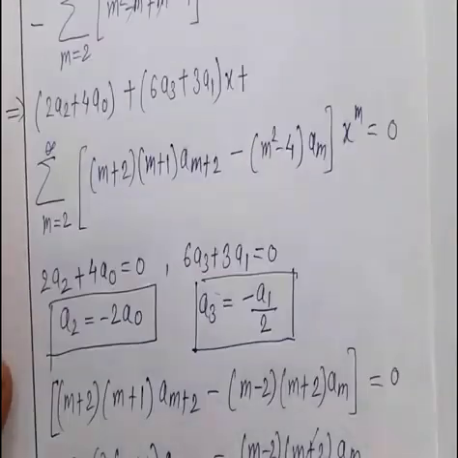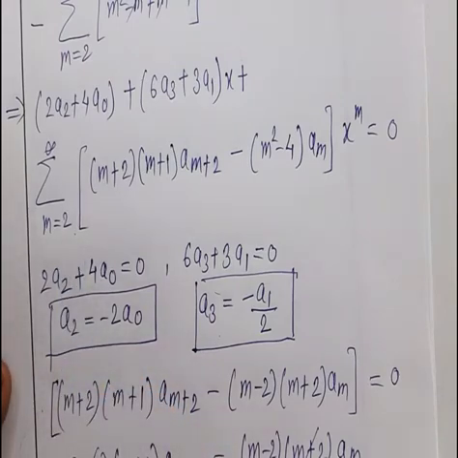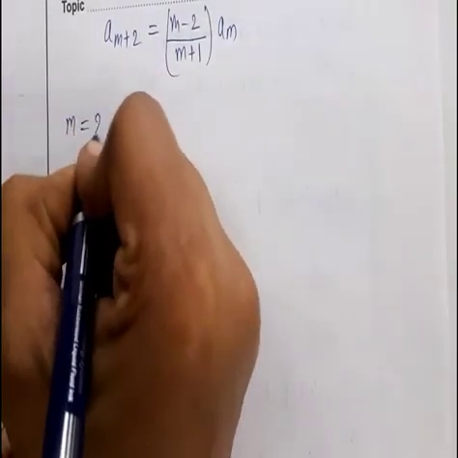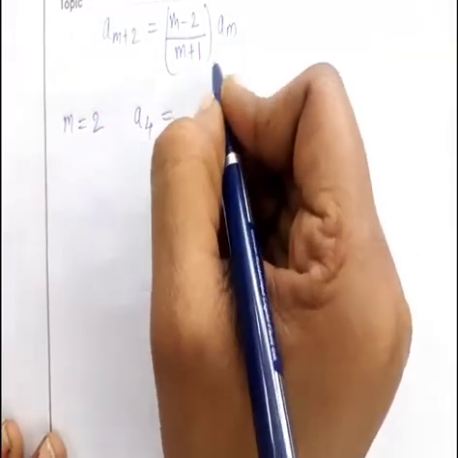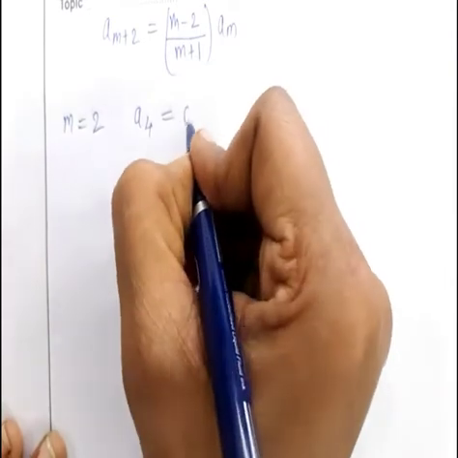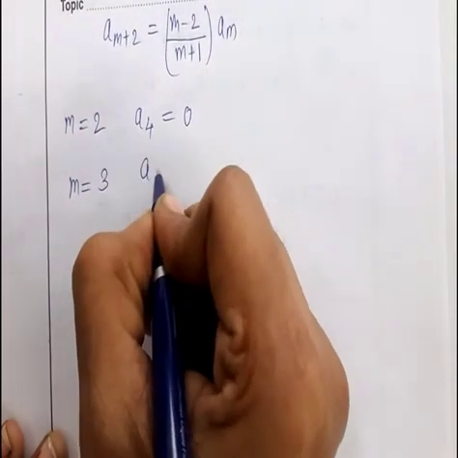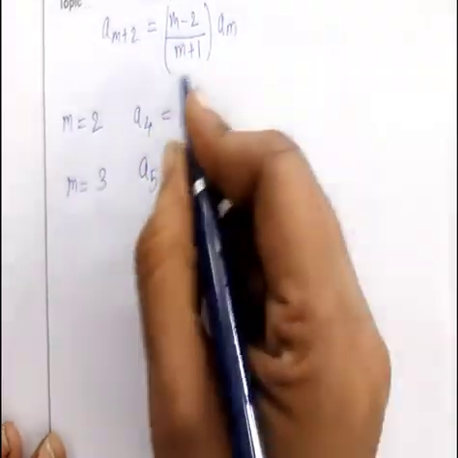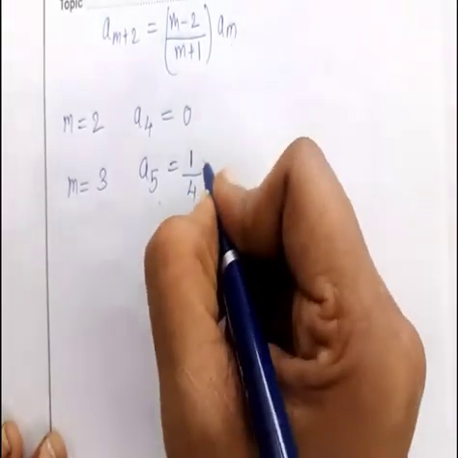Now again check that the summation starts from m equal to 2. Means we can substitute first value as 2, 3, 4, 5 and so on. So put m equal to 2. a(m plus 2), which is a4, is equal to (2 minus 2), it is 0. So a4 is equal to 0. Then m is equal to 3. a5 is equal to 3 minus 1 is 1, 3 plus 1 is 4. So 1 by 4 times a3.